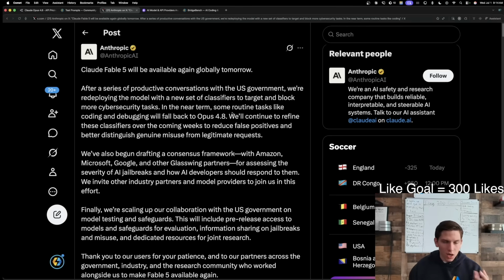But look at this. I want to elaborate on one thing. They put out this tweet and they said, in the near term, some routine tasks like coding and debugging will fall back to Opus 4.8. So this confused a lot of people. I don't know if they used Sonnet 5 to write this, but people were like, well, are you going to be able to use this for coding and debugging at all? But that is not the case.